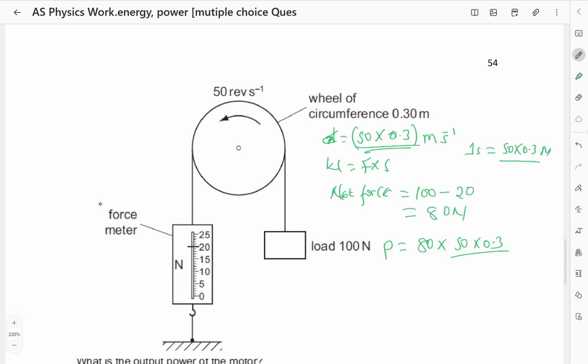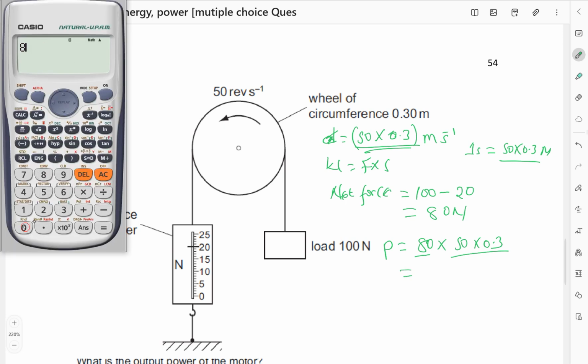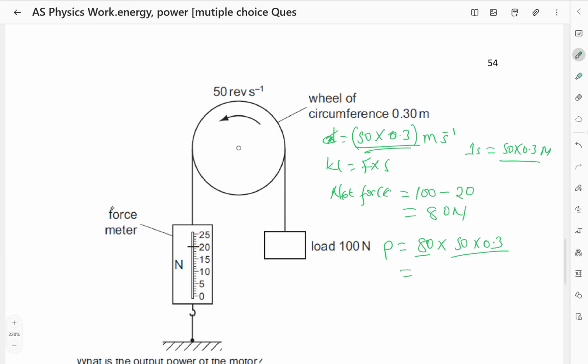So I will just say power is equal to 80 times 50 times 0.3. Or we just simply say force, which is 80 newtons, times distance, which is 50 times 0.3. And this gives me 80 times 50 times 0.3, which gives me 1,200. So this is 1,200.